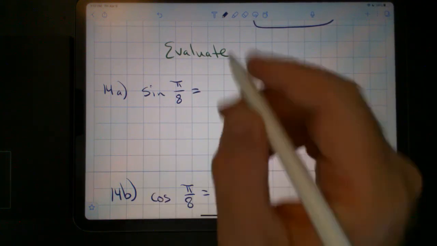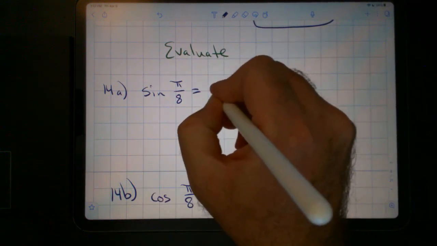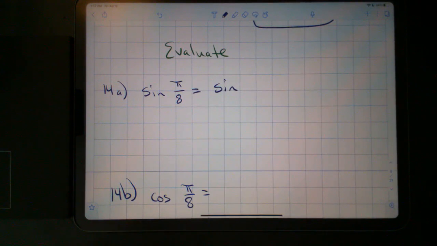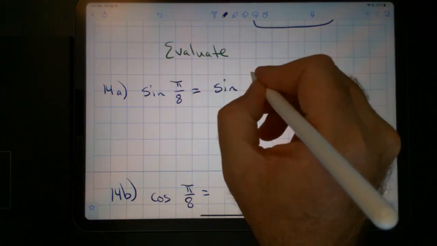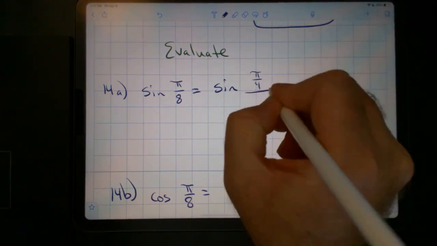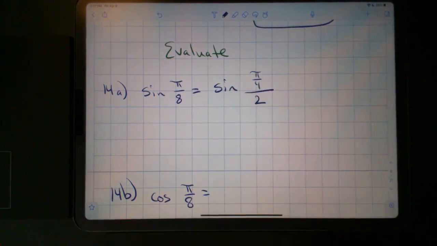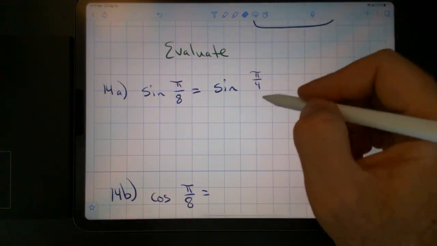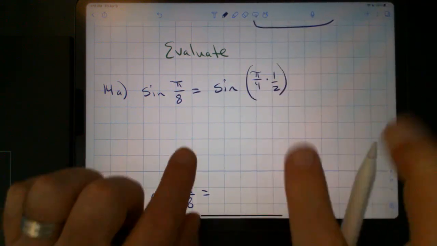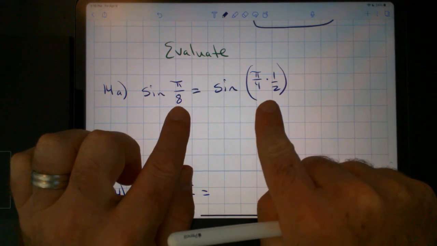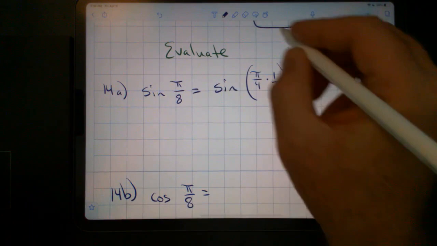So here we need to evaluate sine of pi over 8. This is sine of pi over 4 over 2, because this is the same thing as this.